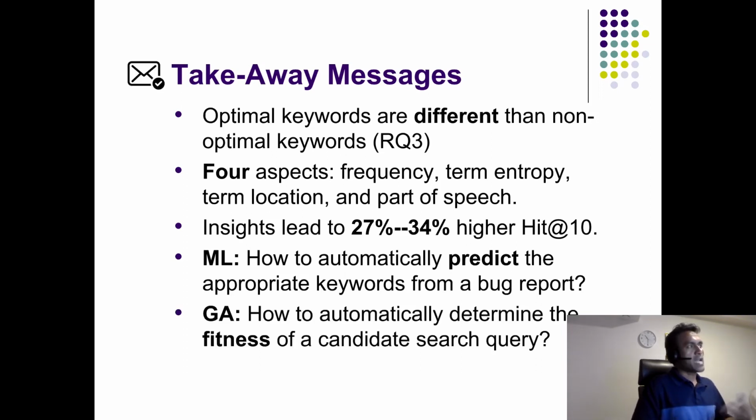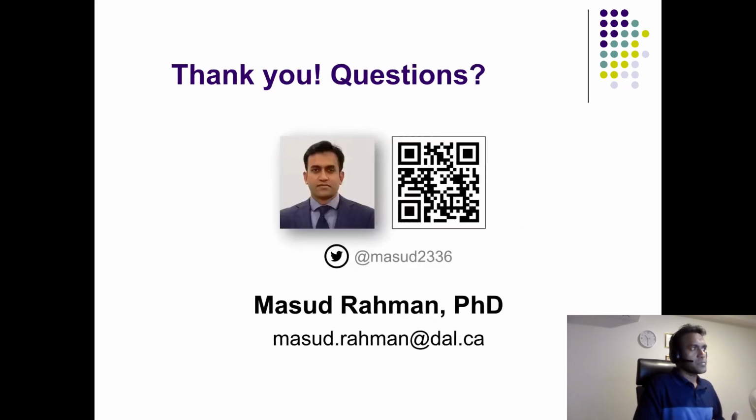And then how can we determine the fitness of a candidate query when we use genetic algorithm? Because in our technique, we use ground truth to determine the fitness, which might not be used in practice, right? So we need a practical fitness function for genetic algorithm-based query reformulation.